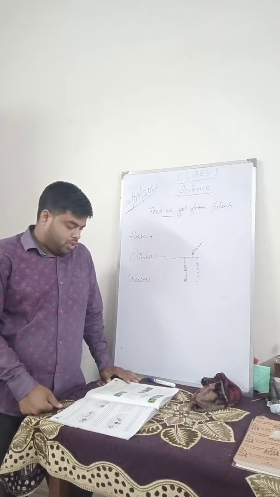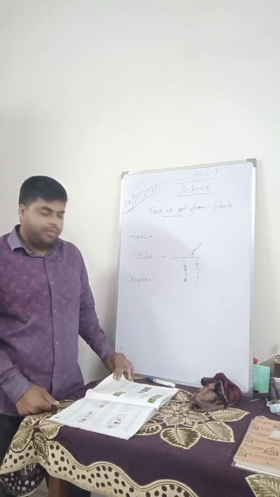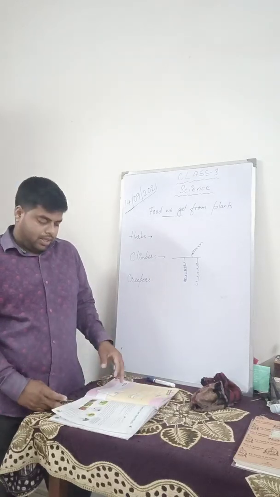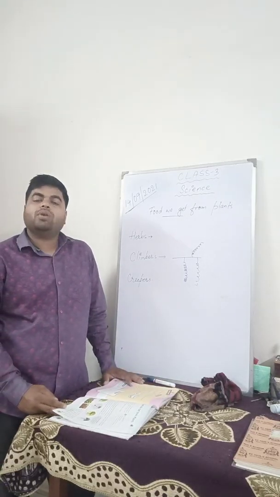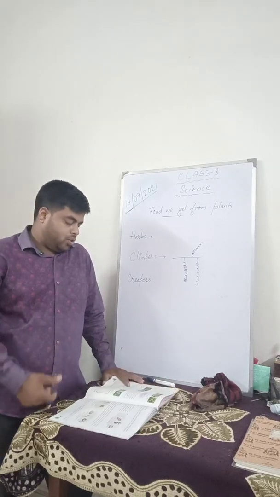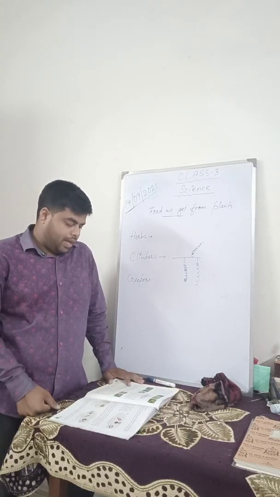I hope you have understood, children. These are the different types of plants. Trees and shrubs we have already studied earlier, and today we have studied about herbs, climbers and creepers.